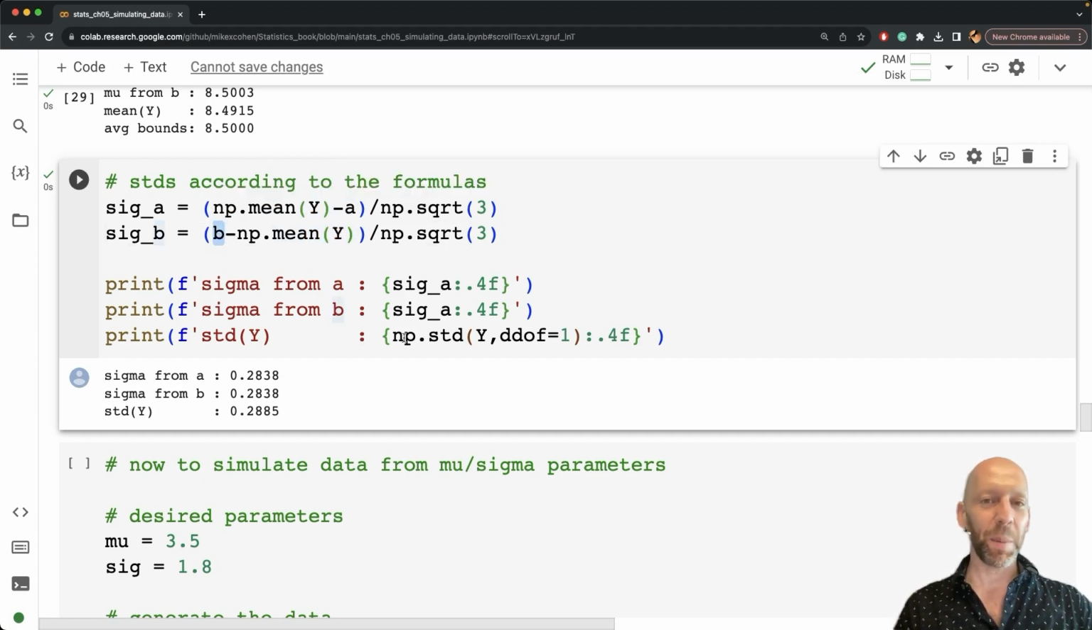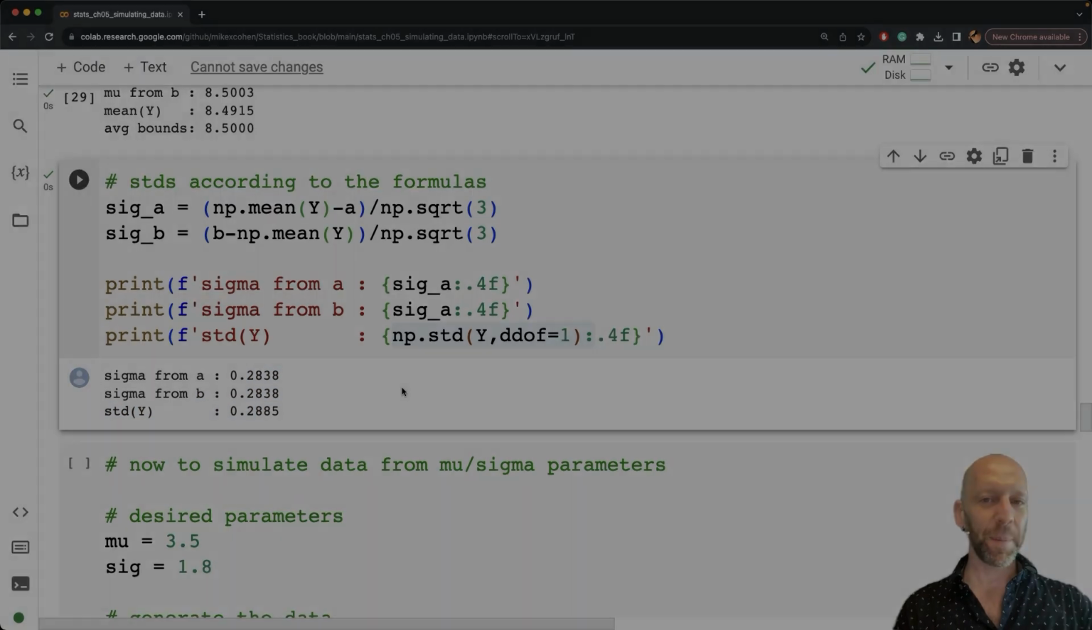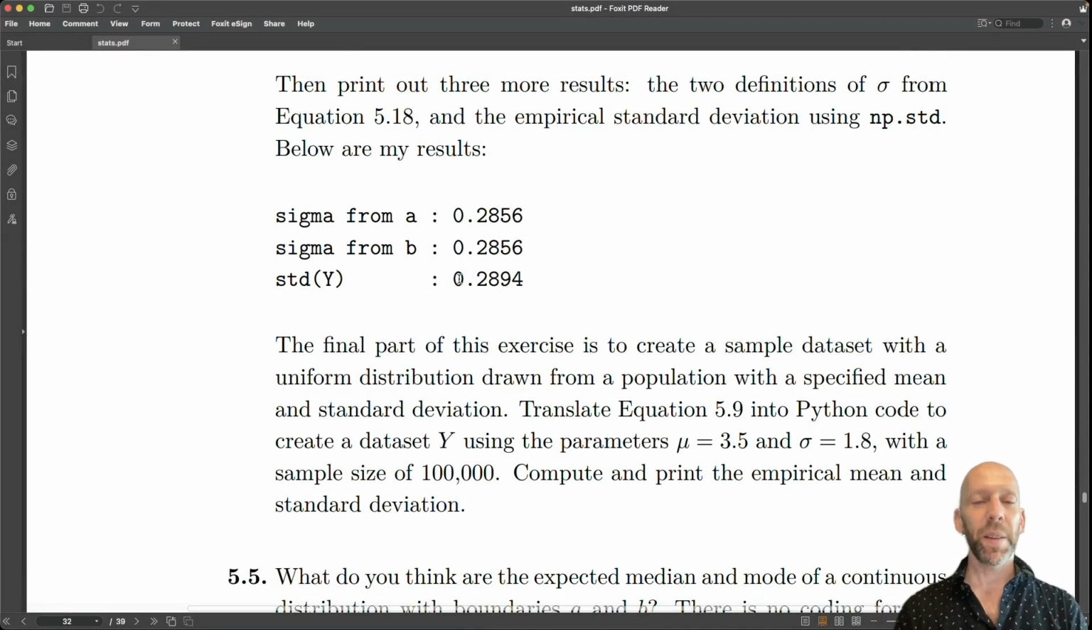And then here I'm just printing them out along with the empirical standard deviation, and these are all really, really, really close to each other. The final part of this exercise is actually quite useful. It's quite handy to know about.